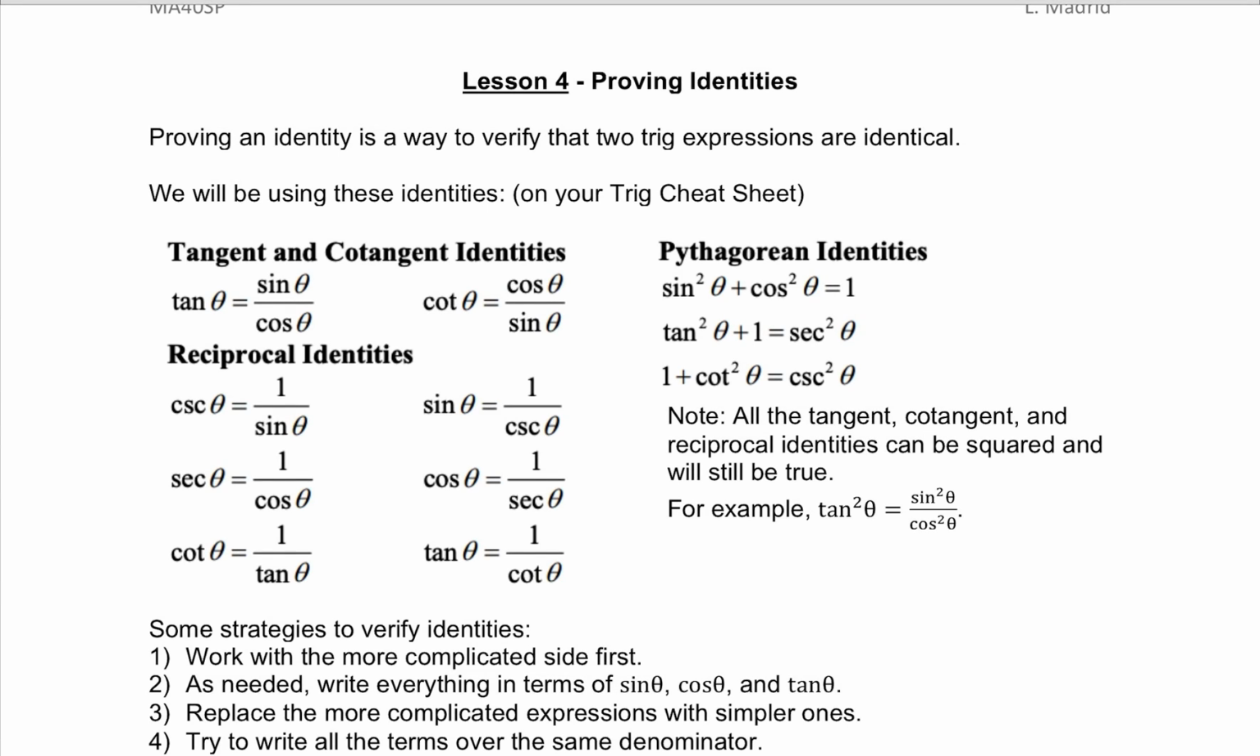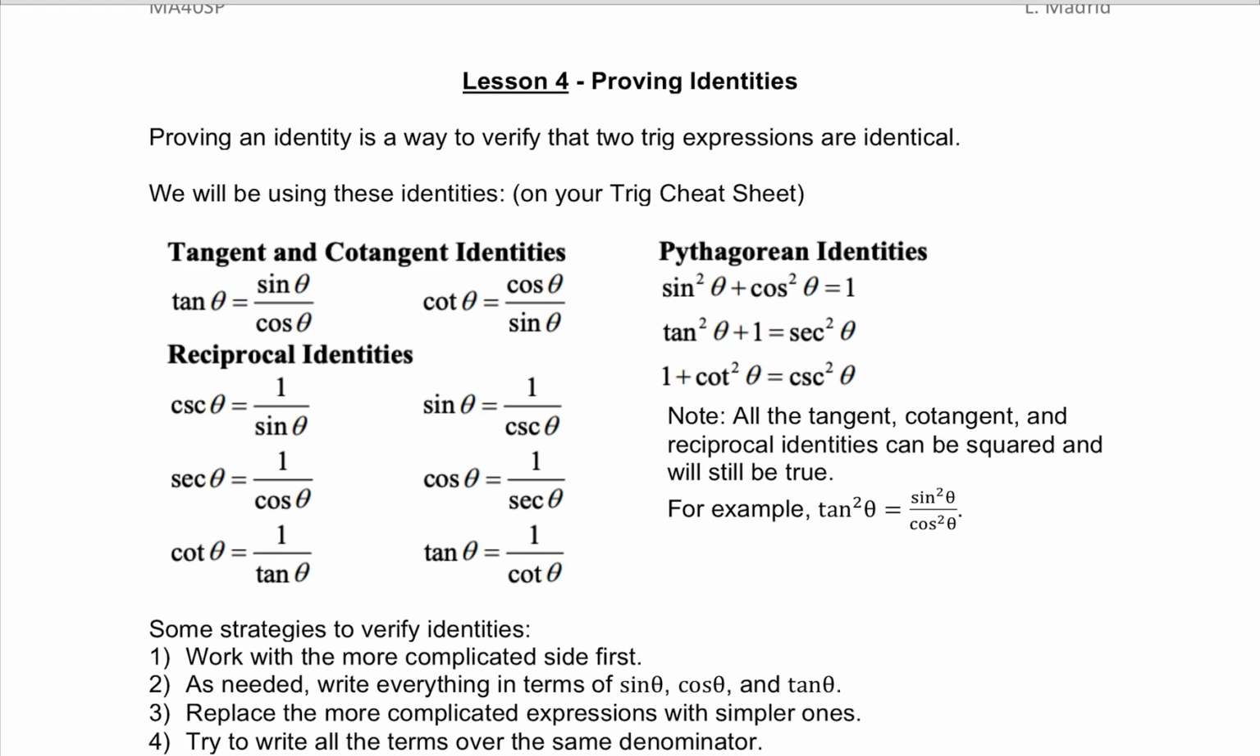In lesson 4, we're going to start proving identities. Proving an identity is basically a way to verify that two trig expressions are identical. We will be using a variety of identities. They are actually on your formula sheet, so this will be one of the times that you'll always want to have your formula sheet out with you.